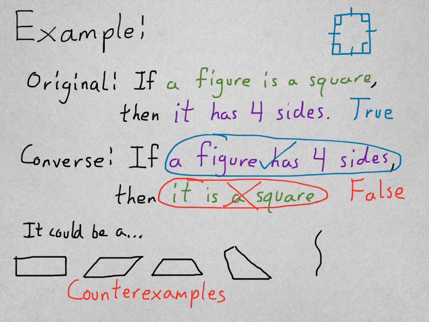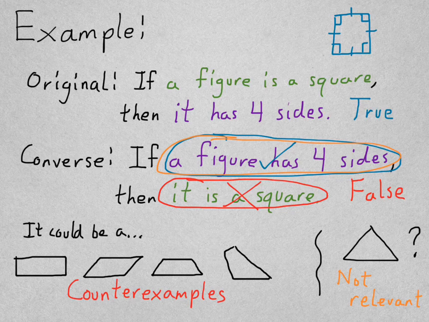Now let me ask you this. Could we have used a triangle as a counterexample? Well, see, a triangle doesn't have 4 sides, so that's not even relevant to the statement. It doesn't even apply. We can't prove that that statement is false because we don't even meet the first criteria. So we have to make the first part true, but the second part false. That's how you can definitively prove that the statement is wrong.